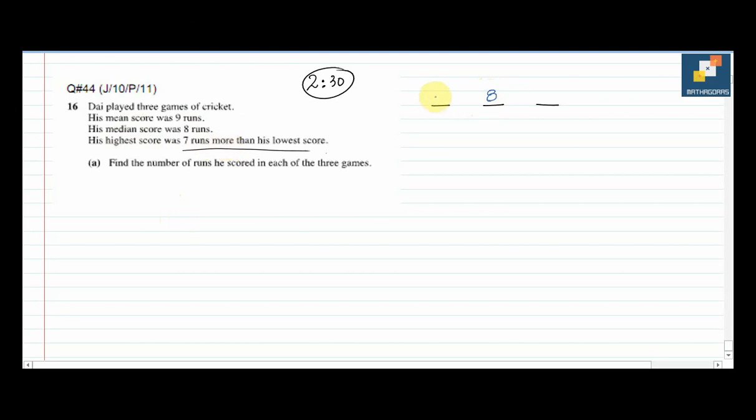So let's suppose the lowest score is x, can you judge what will be the highest score? Yes, you are right. It will be x plus 7 or 7 plus x. These are the three scores he scored in each individual game. Now, the given is what? Given is the mean. And we know that mean in general is sum divided by n. If you apply the formula here, what is the sum? Sum is x plus 8 plus x plus 7 divided by how many games he is playing. So he is playing 3 games, right? And the mean value is known, it's 9.